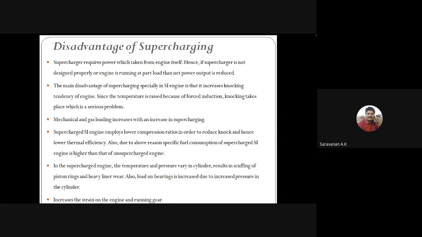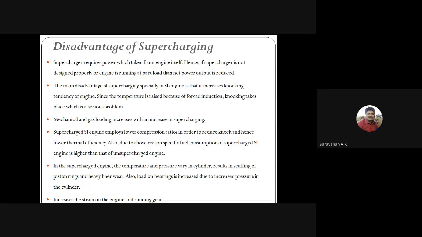At the same time, we have some disadvantages also. The superchargers require some power, which is taken from the engine. The engine will generate some power, but the whole power will not be used for the load conditions. Some power will be used to run these types of accessories, so it is a major disadvantage.